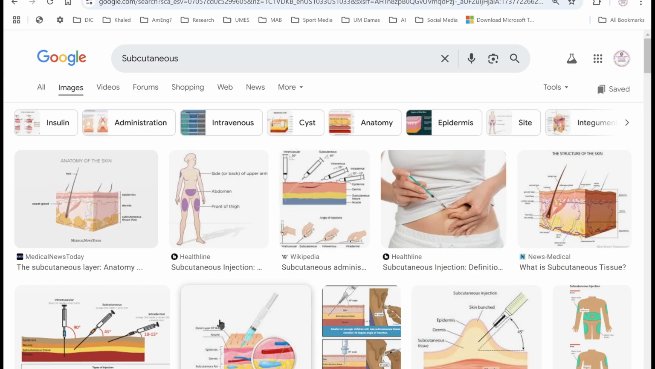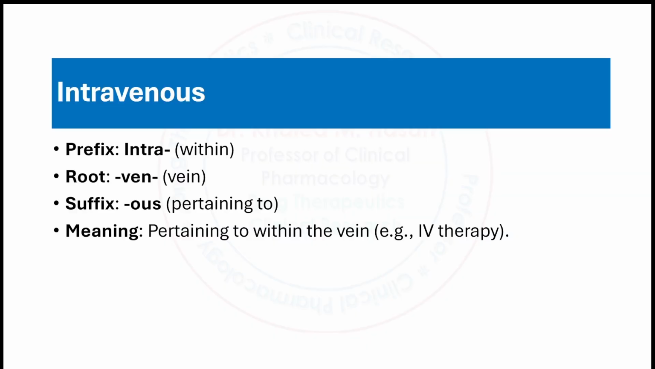So we have subcutaneous here. You can see some images from Google Images for subcutaneous, for example when you use insulin for diabetes. We have a small needle, small length, small diameter, and insulin syringes to treat type 1 or type 2 diabetes.